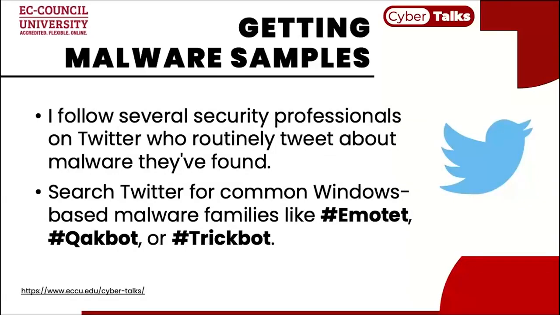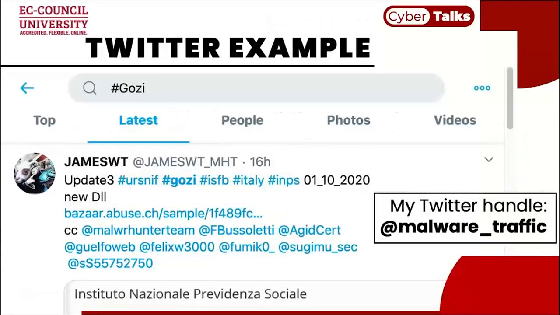Now, another way I have of getting malware samples or finding out news about current malware samples is Twitter. I follow several security professionals on Twitter who routinely tweet about malware they've run across, and you can use hashtags on specific malware families to get samples that say something like Emotet or TrickBot or QakBot. You'll often have to sift through more general tweets from vendors and other people, but you'll start finding up-to-date malware samples that way.